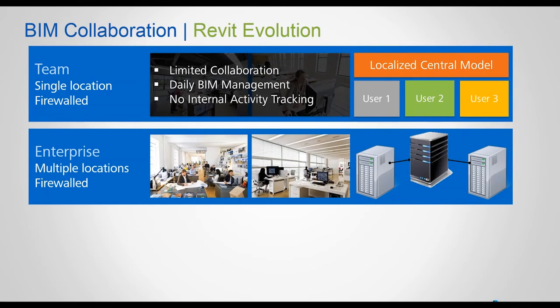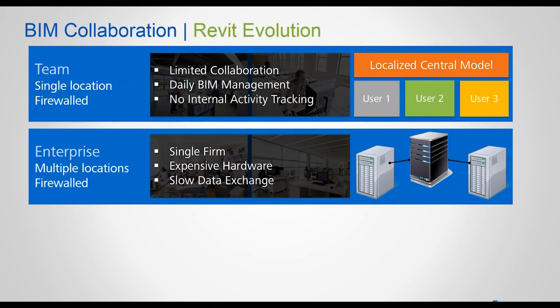We then introduced Revit Server, targeted towards the enterprise offices, which had multiple offices around different regions. So you could set this up. You had to have some good infrastructure and some very smart IT staff, but they could run this in multiple locations with the restrictions of the firewalls. The problem was, of course, it was a single enterprise firm. You had to invest in expensive hardware, get accelerators, and there was a bit of a slow data exchange using the system.